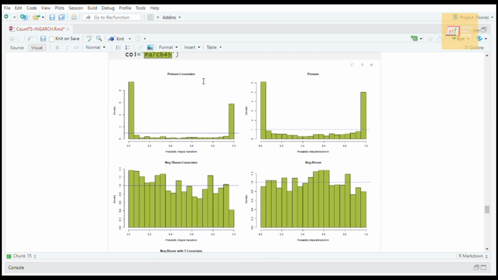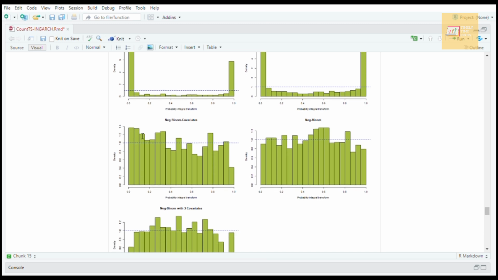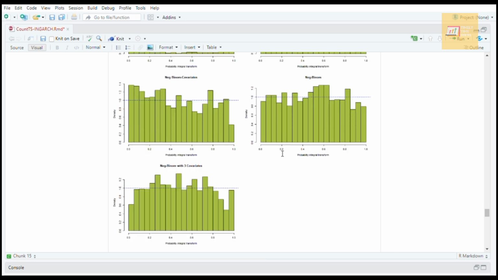For the models using Poisson distributions, they look like a U, so it's also called a U-shaped histogram. And then the negative binomial model that is using all the covariates is not looking so great, because we can see the histogram is going down. In my opinion, either model NB, which is the negative binomial here, or negative binomial with 3 covariates, model NB3C, resembles more of a uniform distribution.